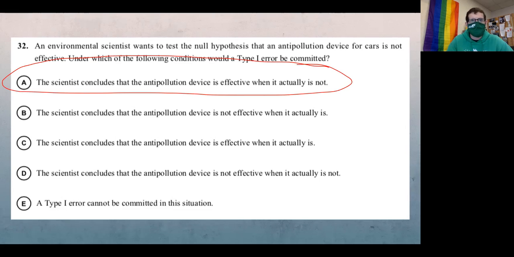Okay, so the other one would be the type 2 error. That's when you fail to reject the null hypothesis when you should.